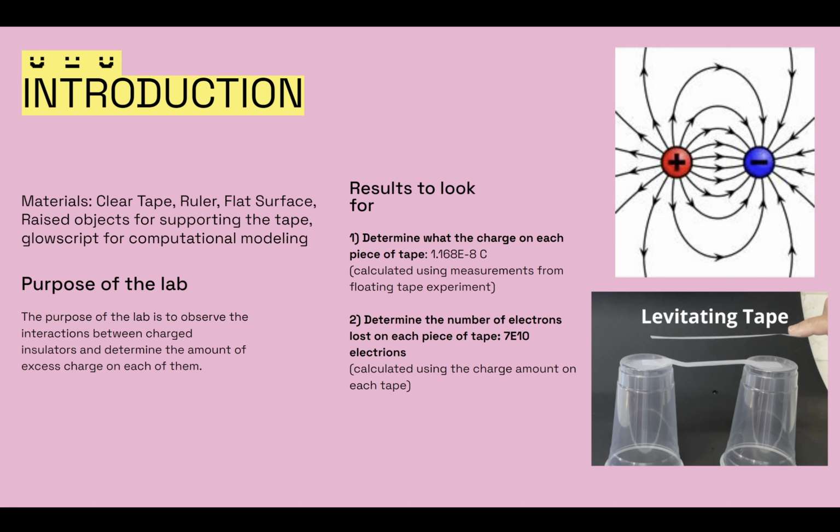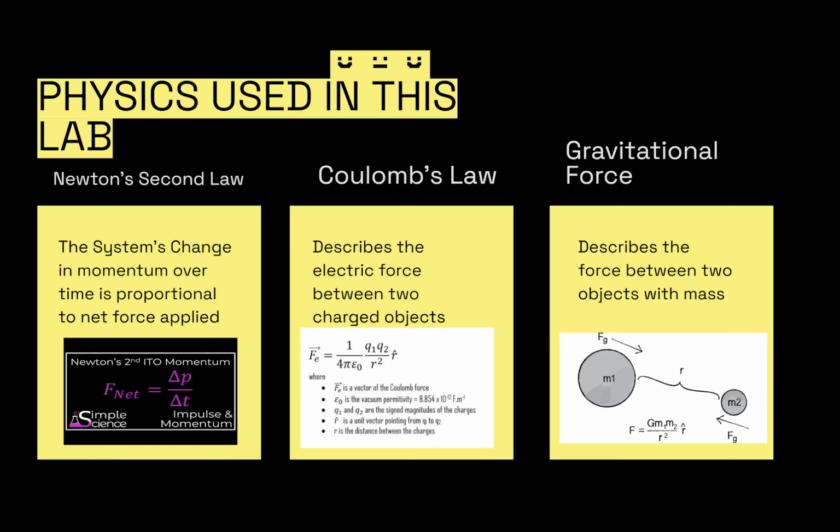So here's a brief overview of our results. When we determined the charge on each piece of tape using the measurements from a floating tape experiment, we received a charge of 1.168 times 10 to the negative 8 coulombs. When determining the number of electrons lost on each piece of tape, we found that there are 7 times 10 to the 10 electrons. This is calculated using the charge on each tape along with the charge of an electron.